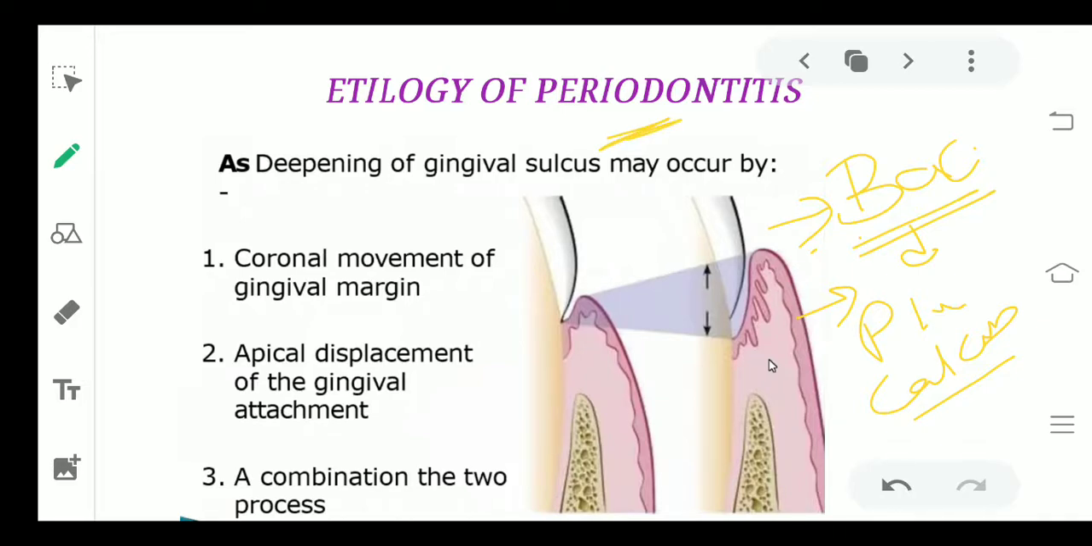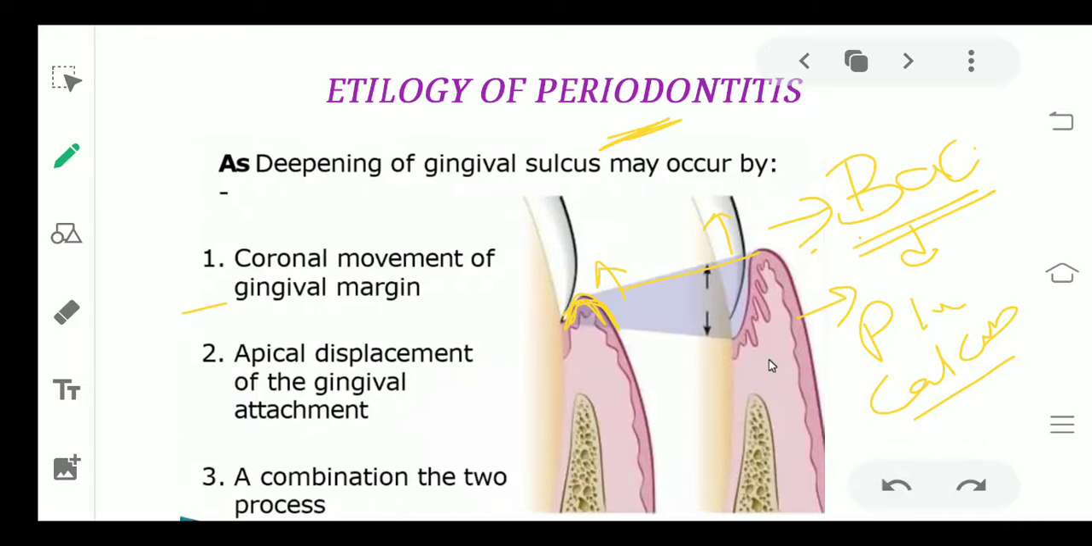Now what exactly happens in periodontitis is that either the coronal movement of the gingival margin can occur. The gingival margin will start moving towards the crown region. You can see the height here; the gingiva has started to move towards the crown. On the other hand, another situation we can see is that the gingival attachment is moving apically.